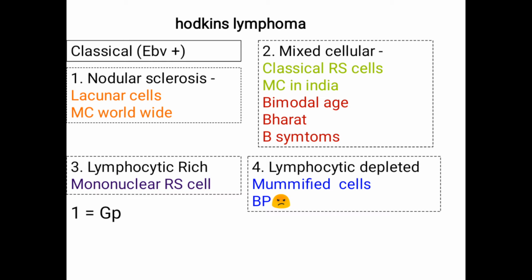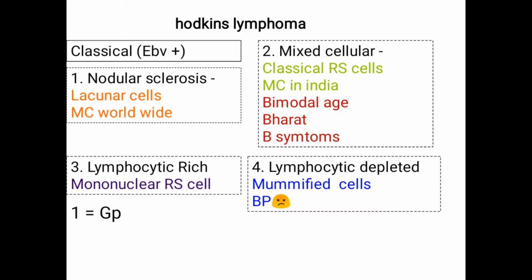Done. Then coming to lymphocytic rich. Again, the type of cells which we see are mononuclear. Normally when we consider Reed-Sternberg cells, it has two nuclei, but here it is mononuclear. I have written 1 GP just to remember mononuclear is 1. You can remember like one rich person, something like that. Among classical, it has good prognosis.